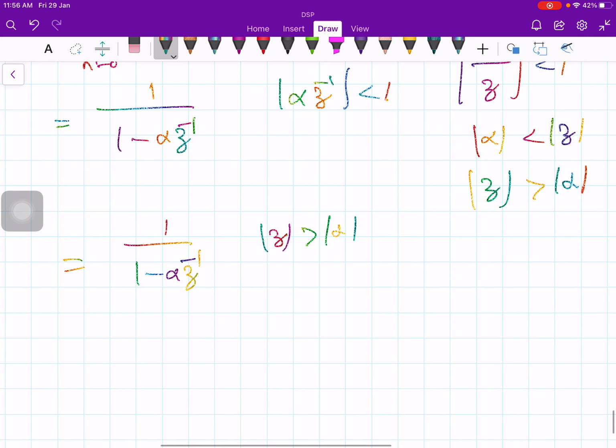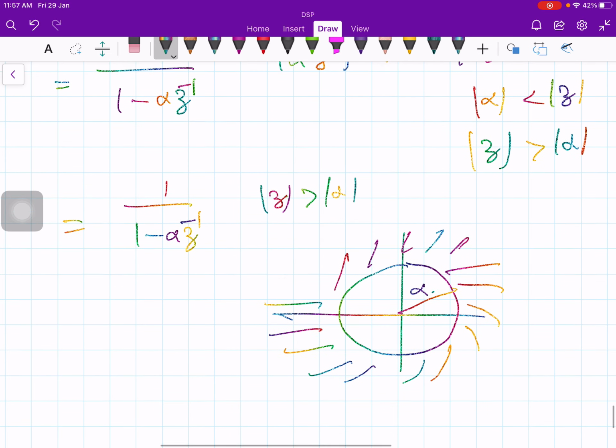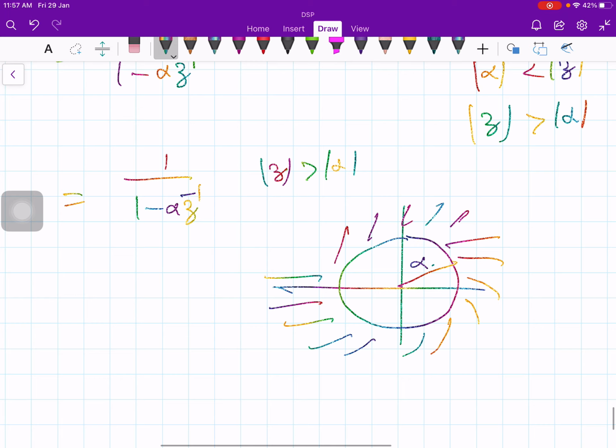That is, the region of convergence is: you draw a circle with a radius alpha, and the region is outside the circle with radius alpha. So instead of unity, the radius becomes alpha. Instead of the unit circle, we have to take a circle of radius magnitude alpha. Only then the Z transform exists.